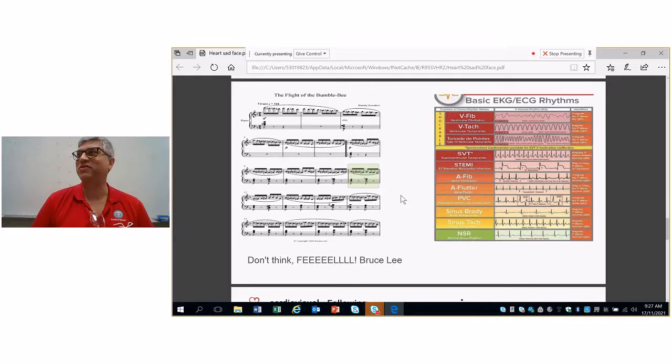And in the same way, don't try and read the ECG if it's just going to confuse you. You just have to have the vibe of what is going on. And if somebody looks like they're dying, they're probably in this little top section here.